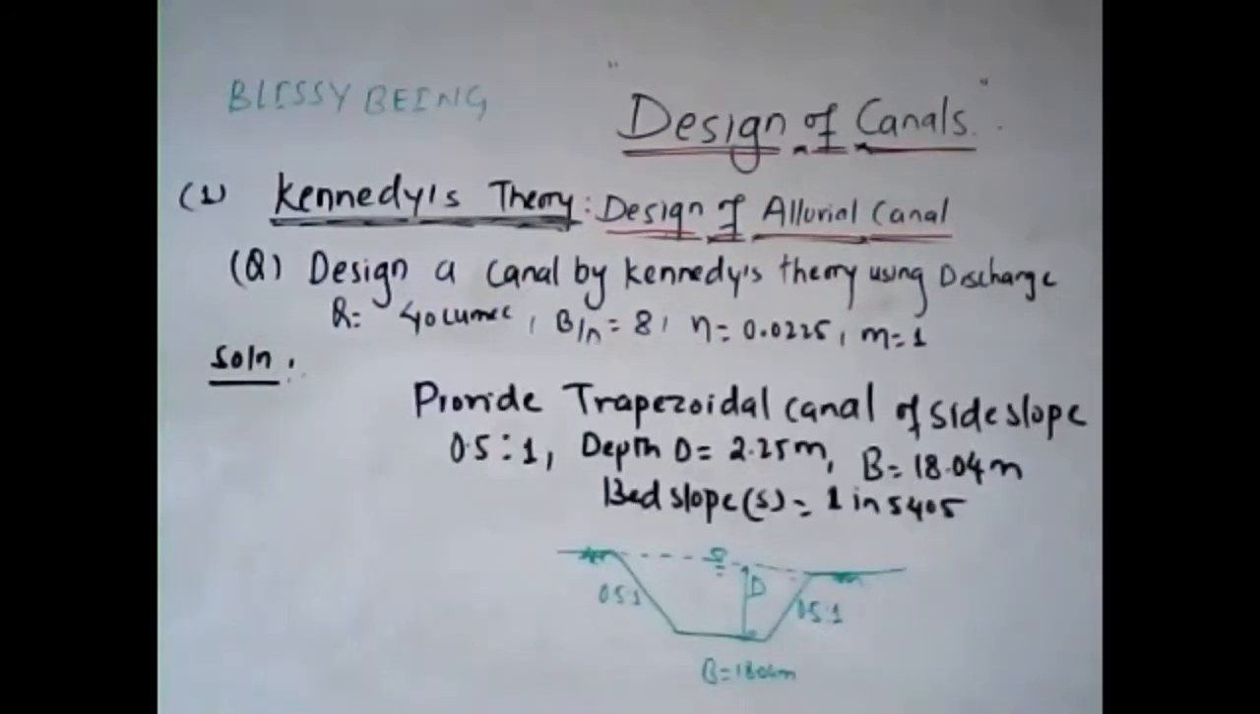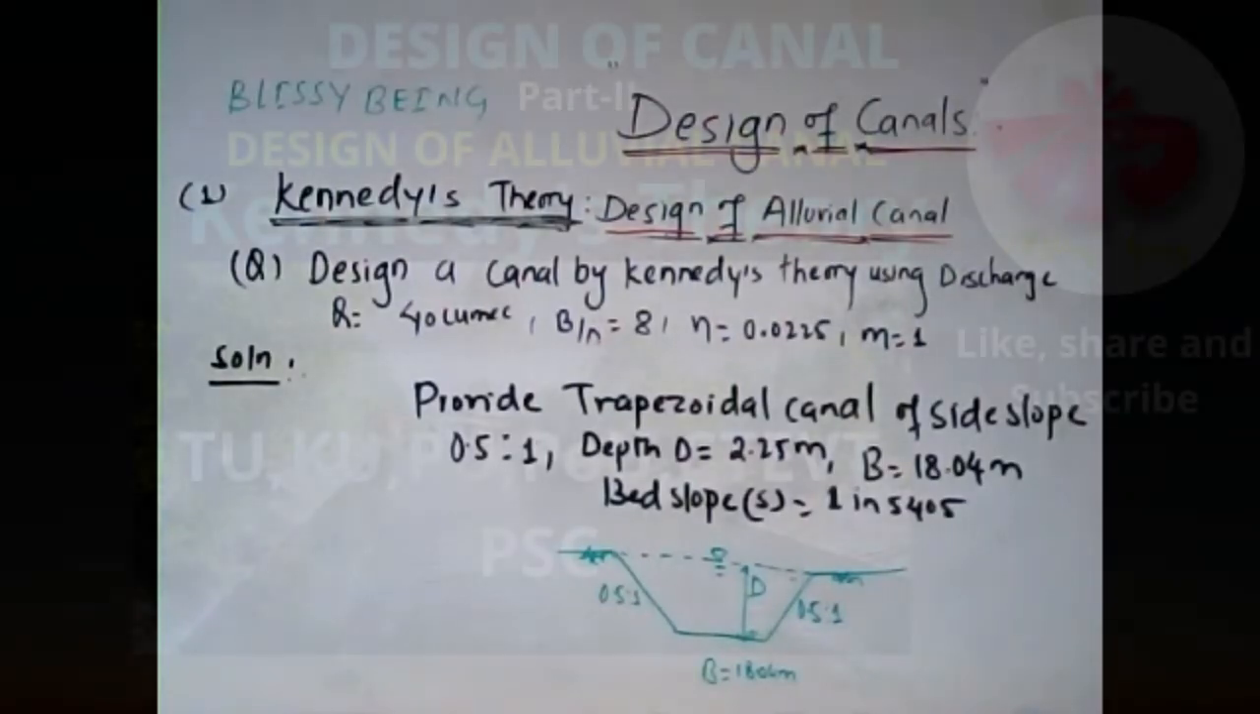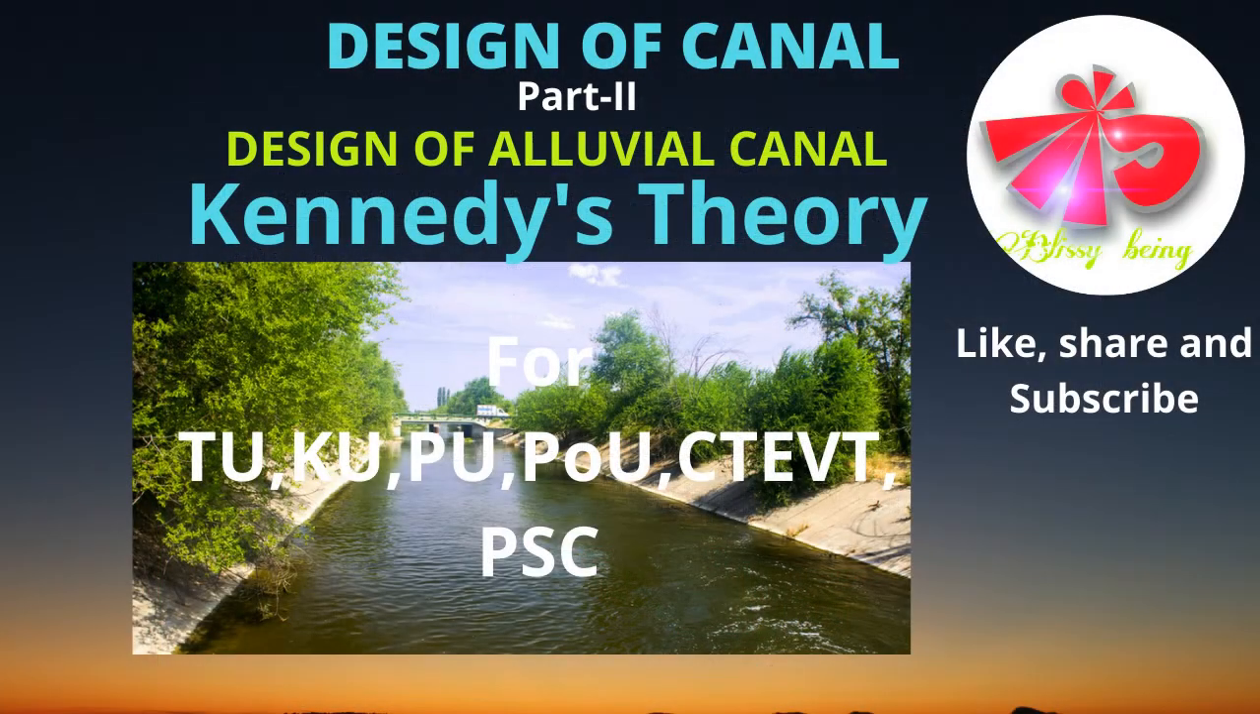So friends, at last we need to provide the trapezoidal channel section of side slope 0.5 to 1, having depth 2.25 meters, the bed width 18.04 meters, and the slope of the bed S is 1 in 5405 meters. So this is the design aspect of case 1, in which we are given Q, B by D ratio and the critical velocity ratio.